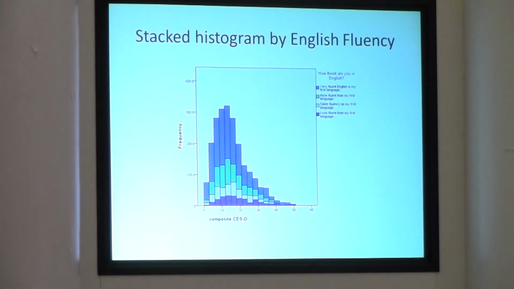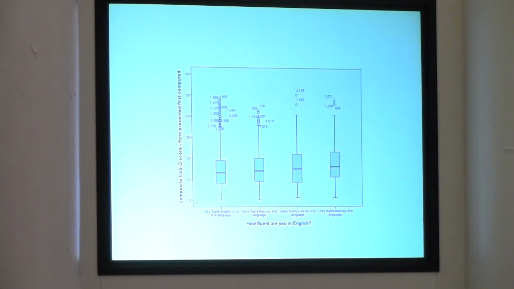If we stack this in terms of responses to an English fluency question, how fluent are you in English? Very fluent in English, English is my first language or equivalent, that's blue. More fluent in English than my first language, that's green. Same fluency in English as my first language, that's taupe. Less fluent in English than my first language, that's mauve. The box plots show a similar trend in the central location of the distributions, but differential tail length.